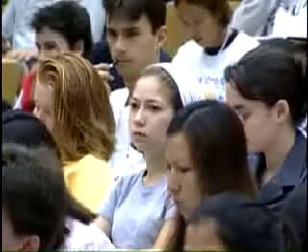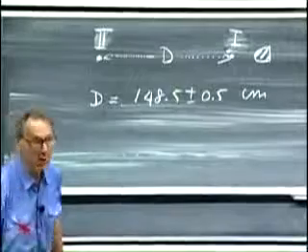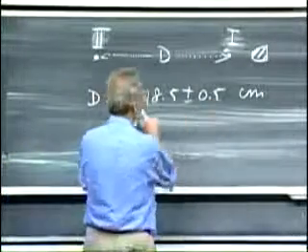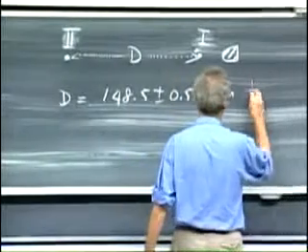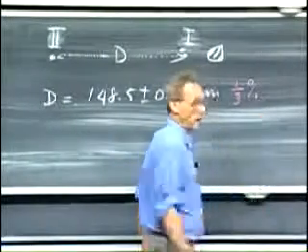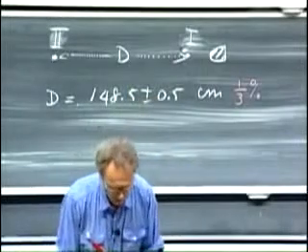I want you to appreciate that this is a very small percentage error. This is only 5 parts out of 1,500. That is 1 out of 300. So that is only a 1/3% error. That's very small. That's what we call the relative error.